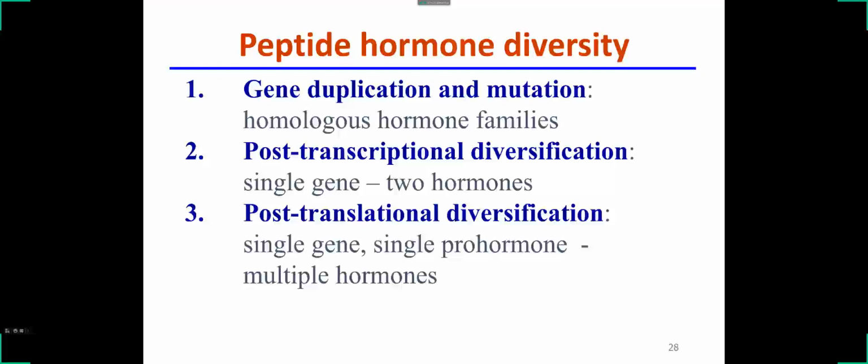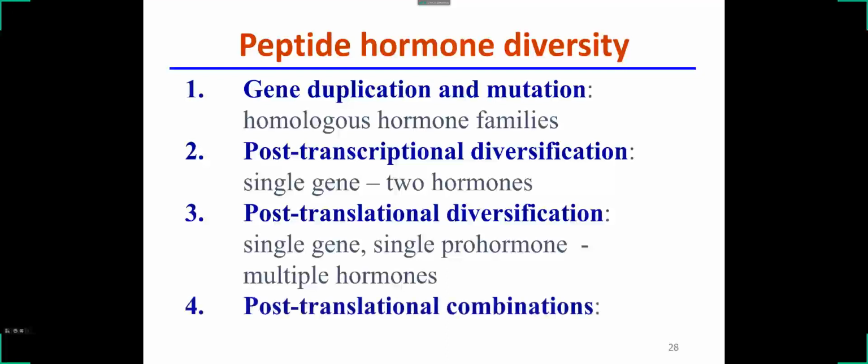So this is one of my favorite exam questions in comparing hormones versus steroids. The key part is that using gene transcription, duplication, and post-translational diversification can give you multiple hormones from a single gene, right? Finally, you can get different post-translational combinations to give you two genes in one hormone.